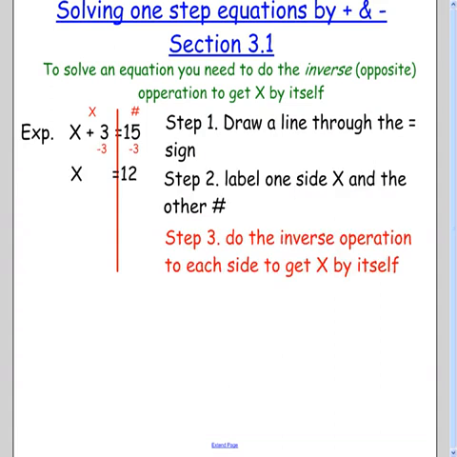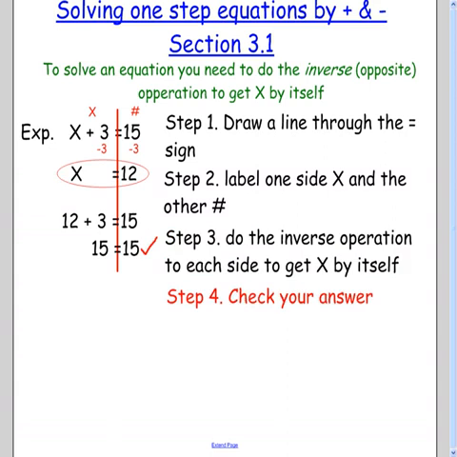So I want to get the x by itself. I'm going to do the opposite of plus 3, which is minus 3. Subtract 3 from both sides. And then I get x left on the left-hand side. On the right, 15 minus 3 is 12. So you work straight downwards. x equals 12 is the answer, but we're not done yet.